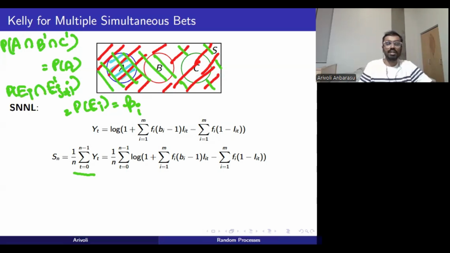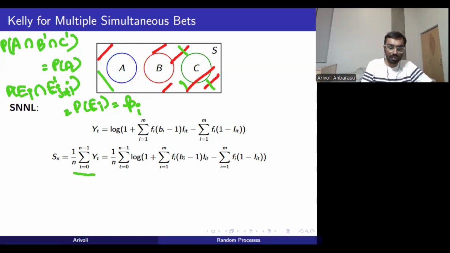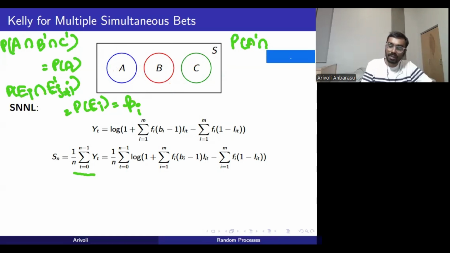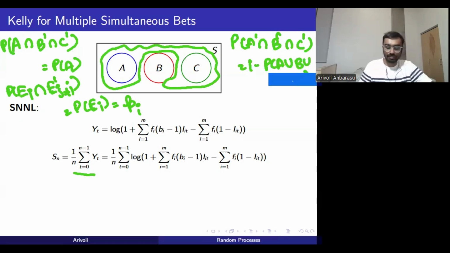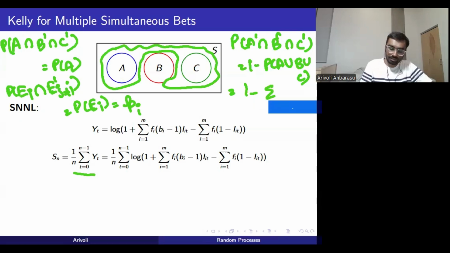For the second case, we are interested in finding the probability of all events not happening. So, for example, the probability of event A not happening and event B not happening and event C not happening is just this area, which is 1 minus the probability that event A or B or C happens. And due to the mutual exclusion assumption, we'll get the summation of probabilities.